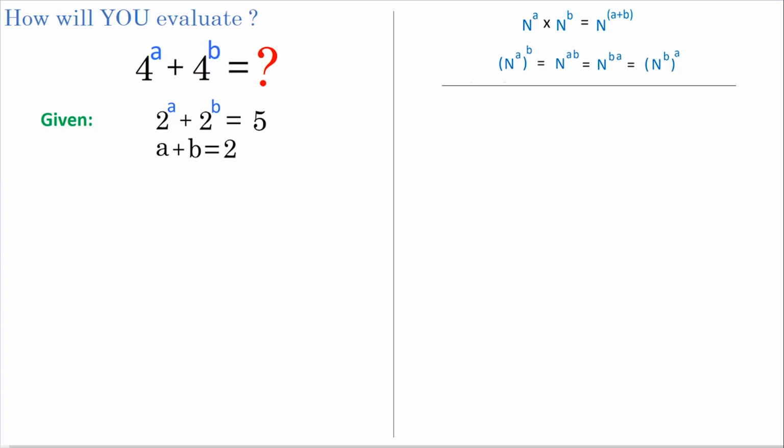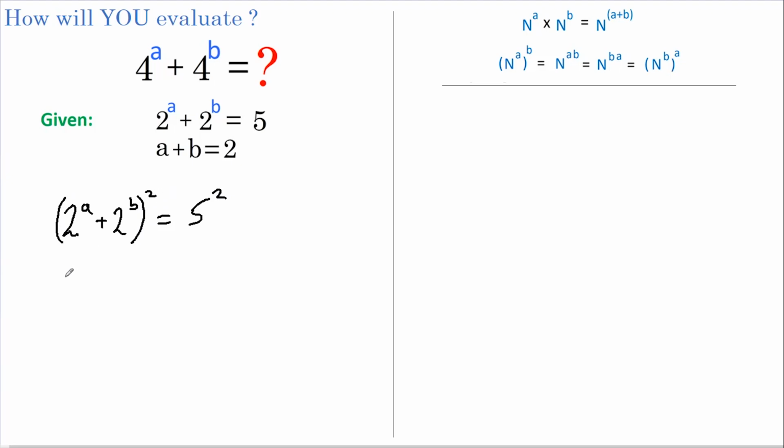Okay, given that we need some 4s in our answer, I'm going to start by taking 2 to the a plus 2 to the b equals 5, and I'm going to square both sides.